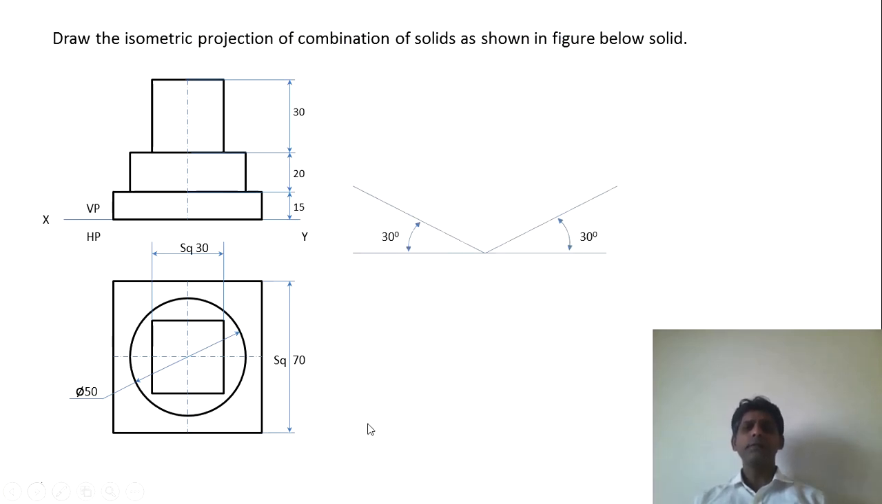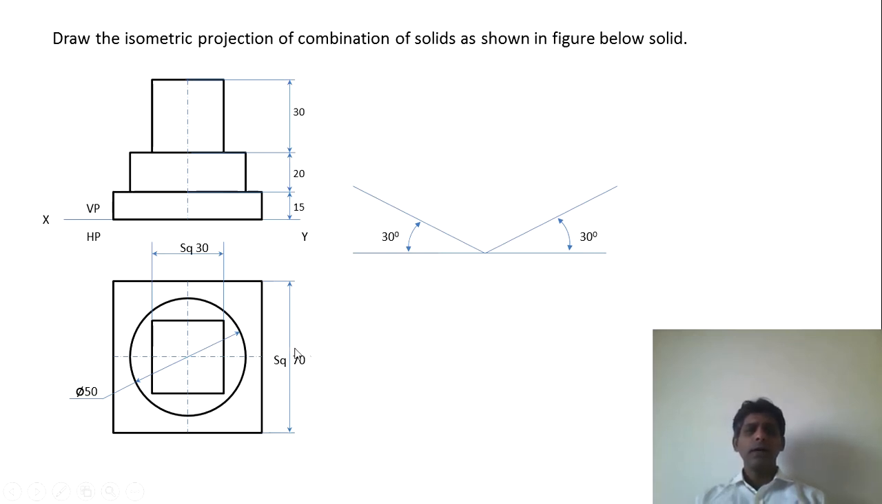As usual, to start with, we have to start by drawing a 30-degree line like this. You have to select one point and you should draw one line in this particular direction, and it should be at 30 degrees, and another line in this particular direction, and that also should be at 30 degrees with respect to the horizontal.